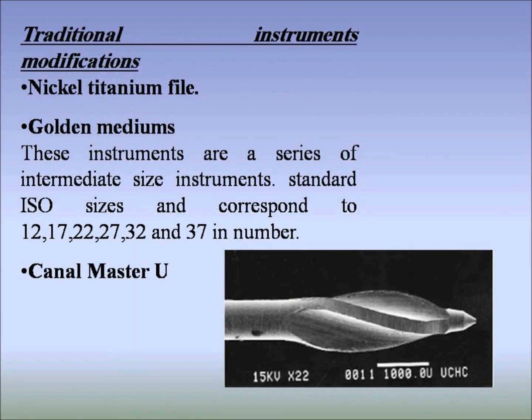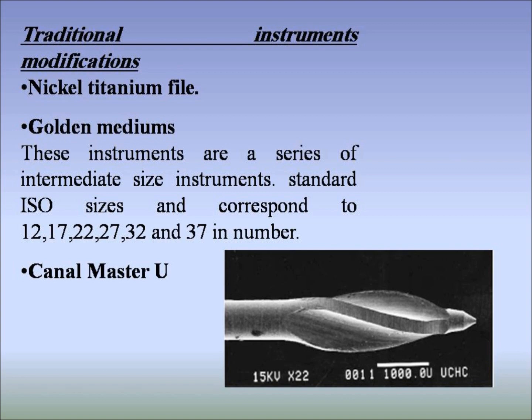Traditional instruments modification. Number 1. Nickel titanium file. Files made from nickel titanium show great elastic flexibility and resistance to torsional fracture than stainless steel. This file has a non-cutting tip and it tends to maintain the curvature of the root canal.